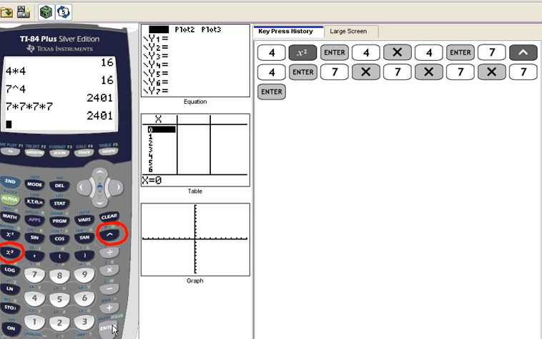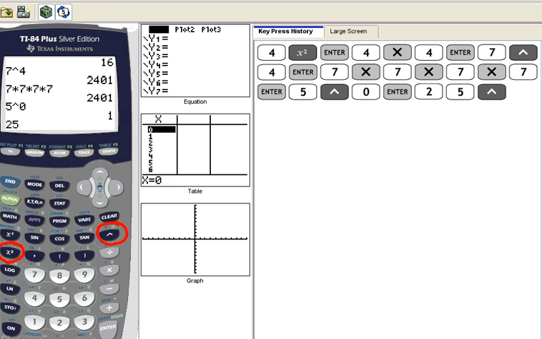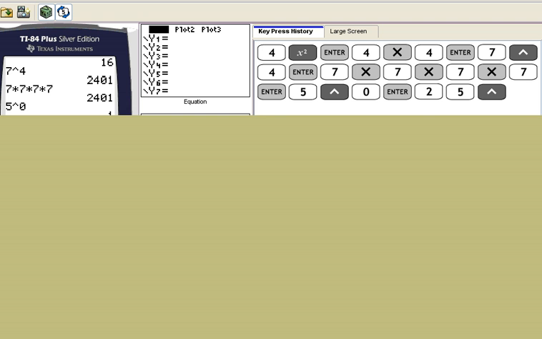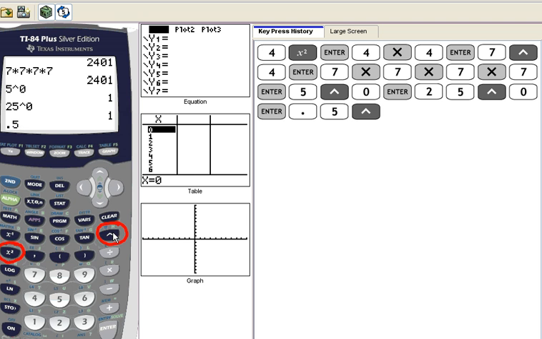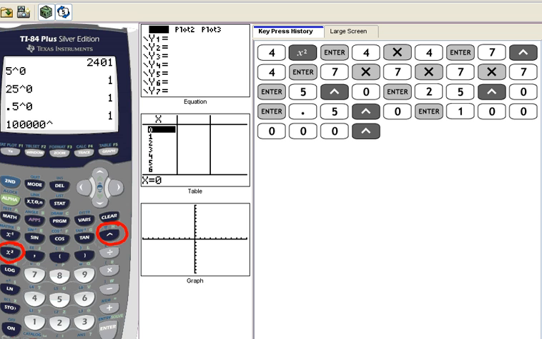Now remember, we just discovered that any number to the 0 power is 1, so I'll just show that, as long as it's a non-zero number. 25 to the 0 power, 0.5 to the 0 power. I even said 100,000 to the 0 power would be 1.